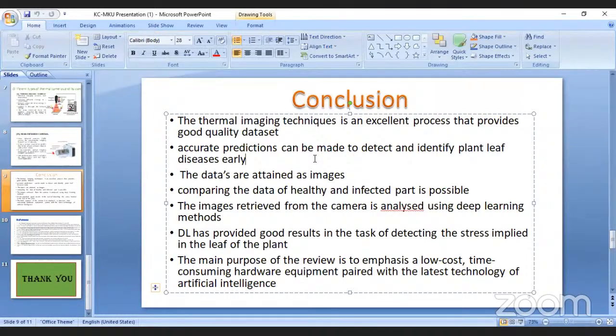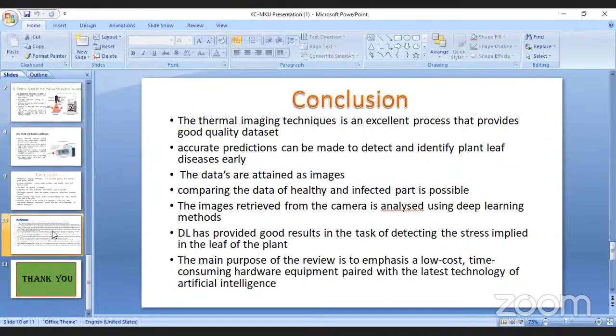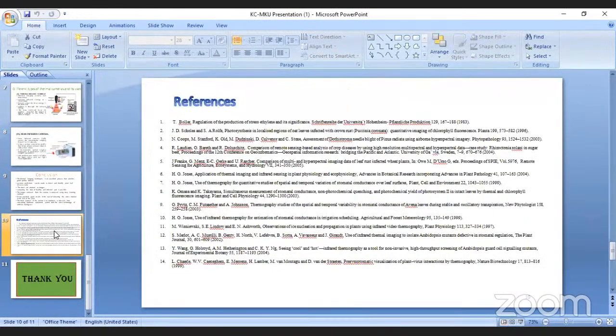Deep learning has provided good results in the task of detecting the stress implied in the leaf of the plant. The main purpose of the review is to emphasize low cost, time saving hardware equipment with the latest technology of artificial intelligence. These are the references used for the survey of thermal imaging techniques.